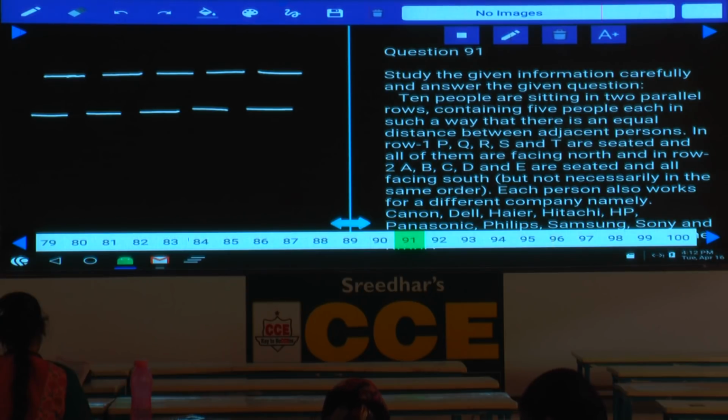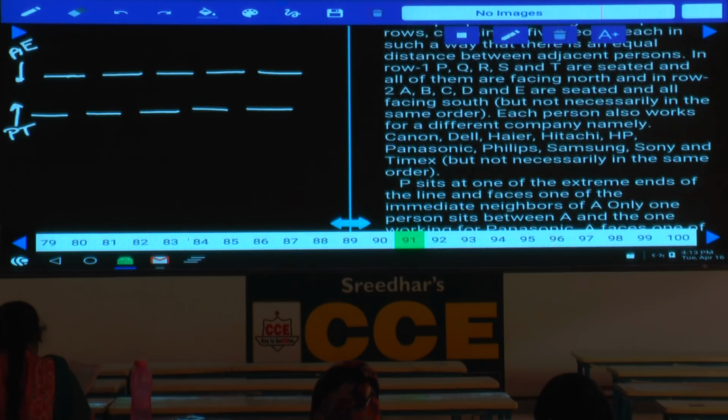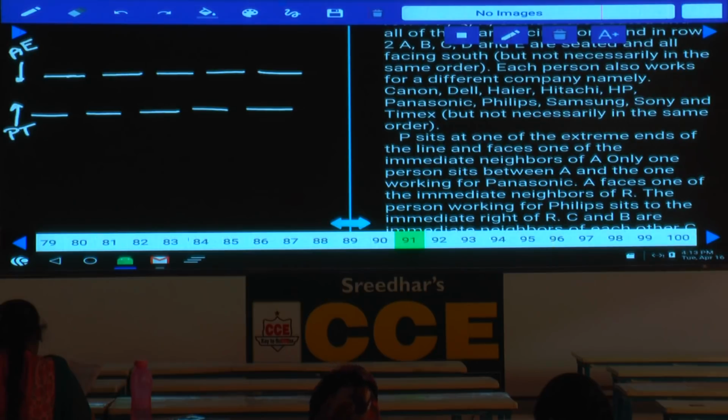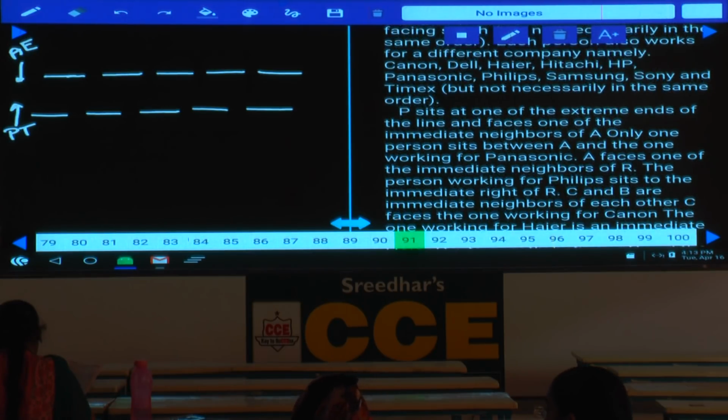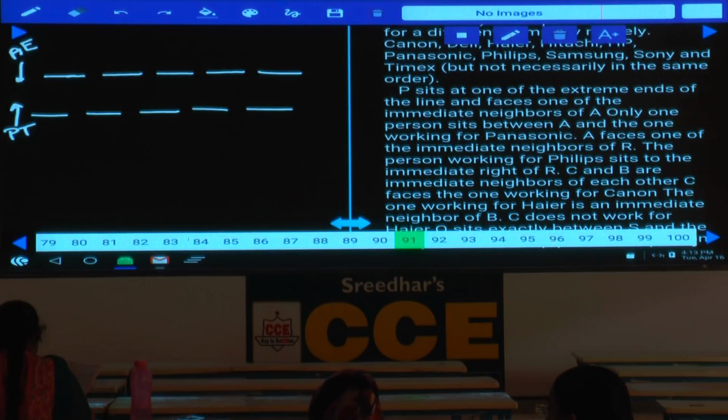In row 1, P, Q are ascending and all of them are facing north. Now this is row 1. Now who are the persons in this row 1? P, Q, R, S and T, and in row 2 A through E are seated and they are facing towards south, A, B, C, D, E, and each person also works for a different company. 10 different companies were given. Then P sits at one of the extreme ends of the line. As P is seated at one of the extreme ends of the line, P can be here. That is one possibility.